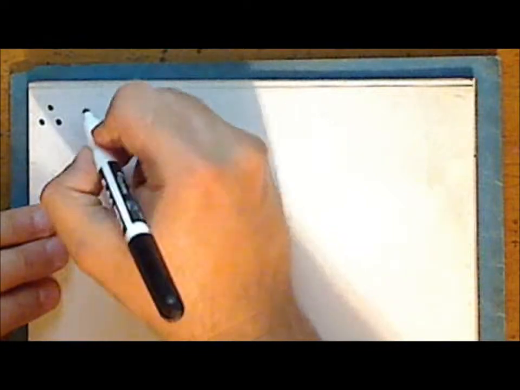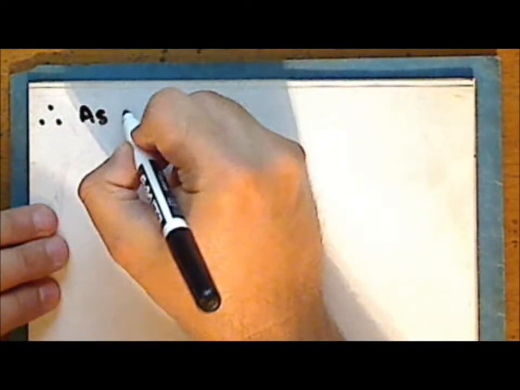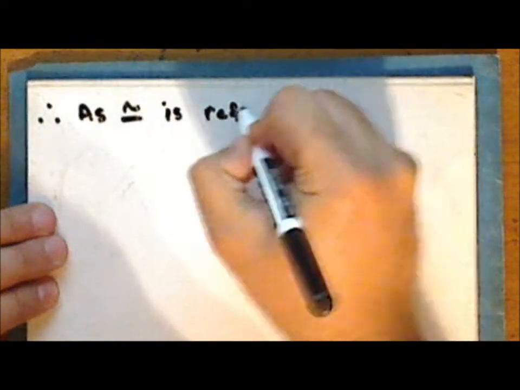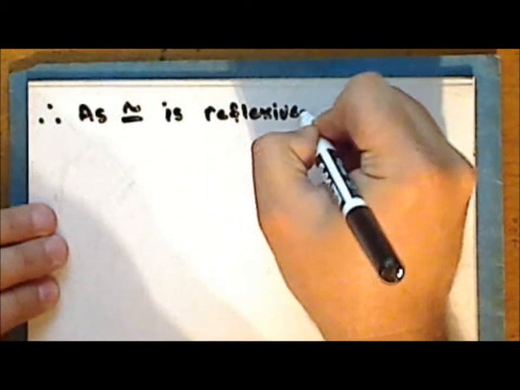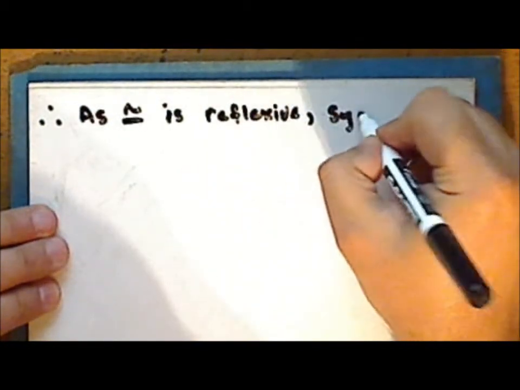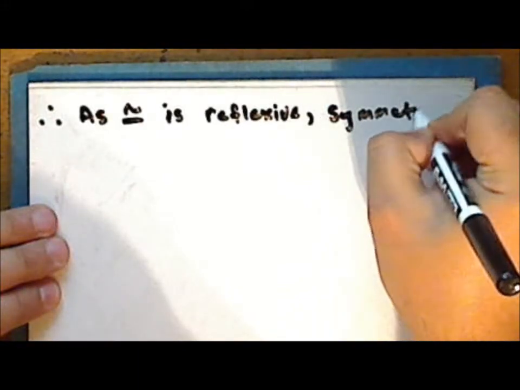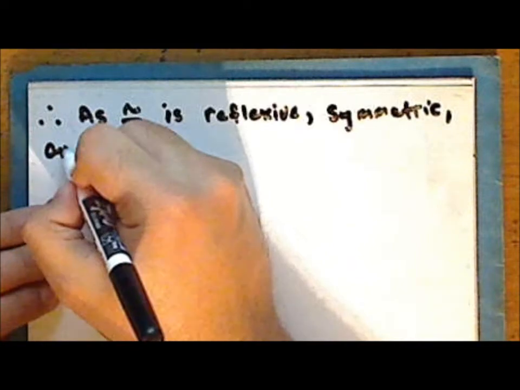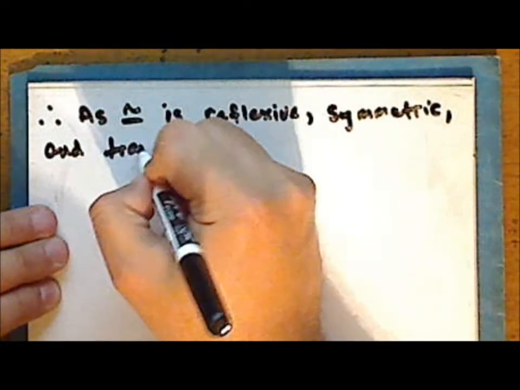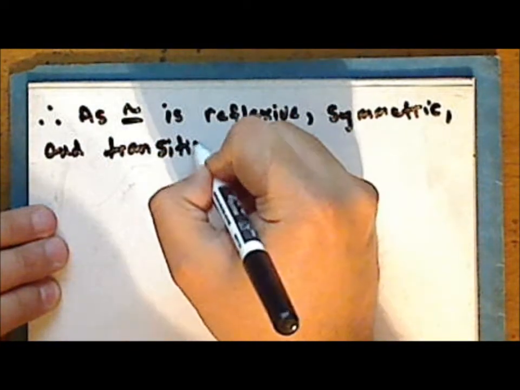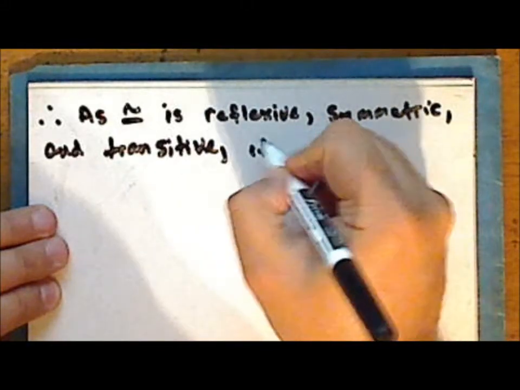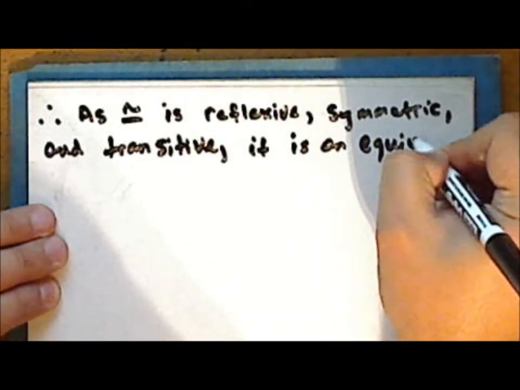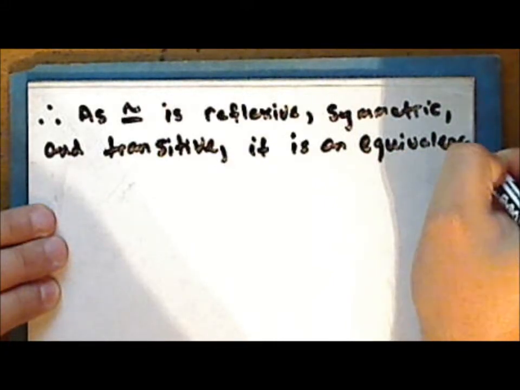And so as the relation isomorphic to is reflexive, symmetric, and transitive, it is an equivalence relation.